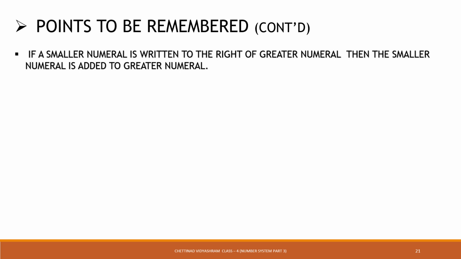If a smaller numeral is written to the right of a greater numeral, then the smaller numeral is added to the greater numeral. For example, VI. V is a greater numeral, I is a smaller numeral, isn't it? The value of V is 5, the value of I is 1. So V is greater than I, and the smaller numeral is written to the right of the greater numeral. So the operation between them is addition. V plus I, which is 5 plus 1, equals 6.